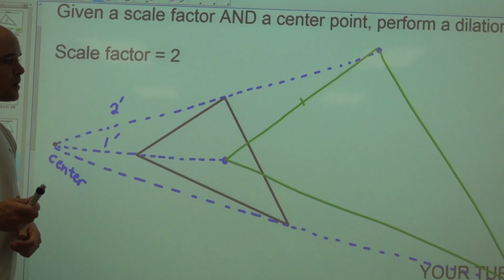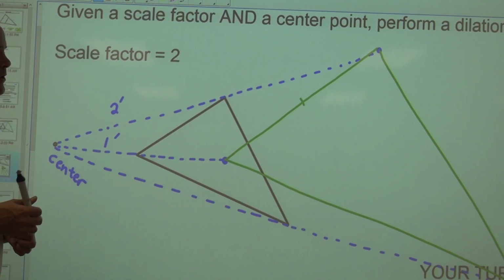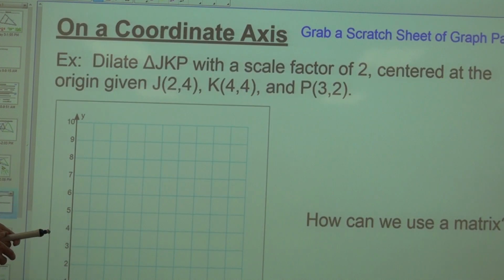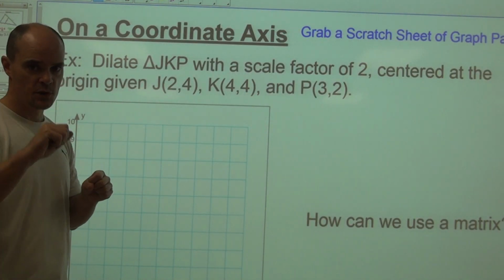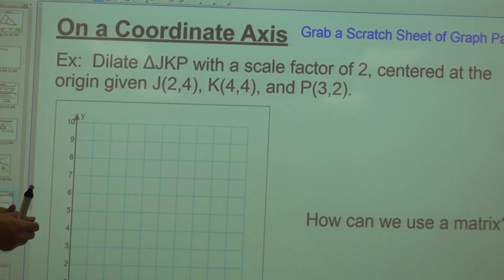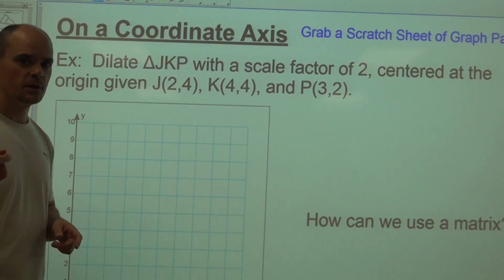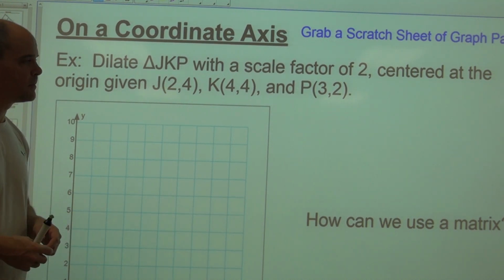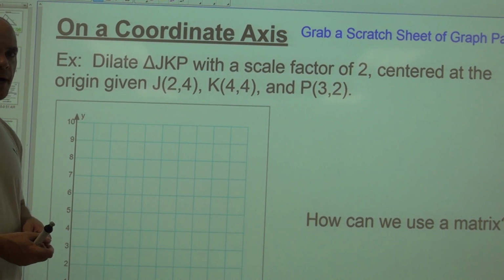So I'm going to ask the sub to pause the video for a second. I need you guys to grab a scratch sheet of graph paper, and on the top of it, please write scratch sheet, because you're going to use this over and over and over just to do some quick sketches in class before we get to the nitty-gritty. So give it a quick pause, and everybody grab a scratch sheet of graph paper from the front, and then we'll come back. All right?